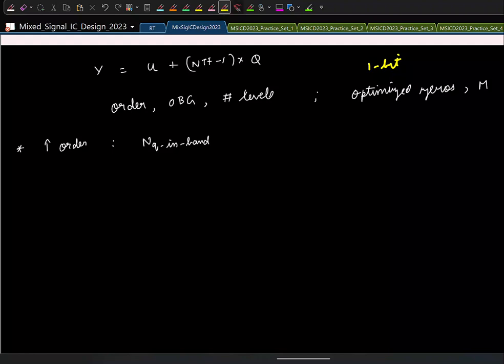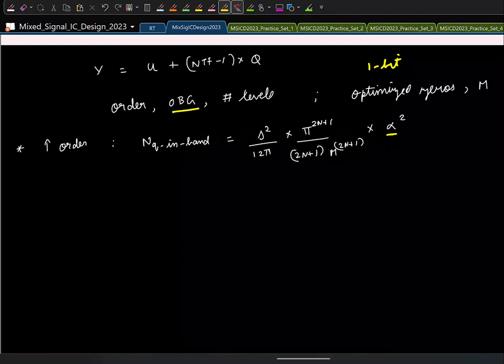But okay, let's say in general for nth order, it's delta square by 12 pi times something like this. But remember, out of band gain is not maximum, so we'll have some alpha square here. If I increase the order, you can clearly see that the noise power reduces. But one thing to note is, I'm keeping the same OBG. So do you think the alpha will change?